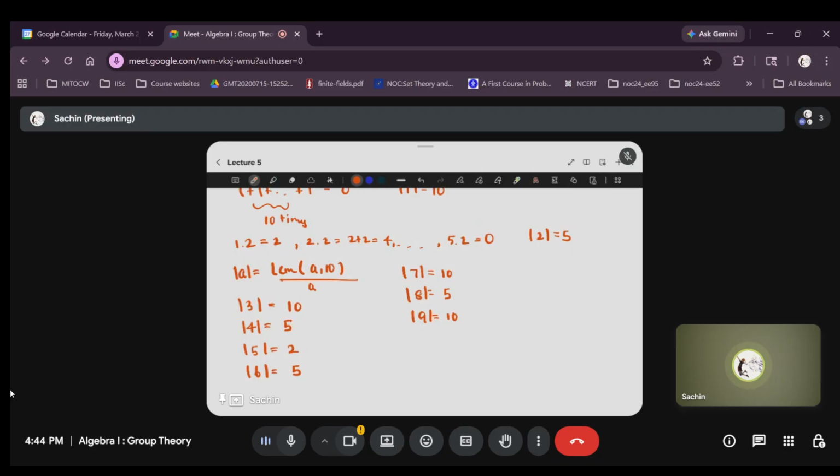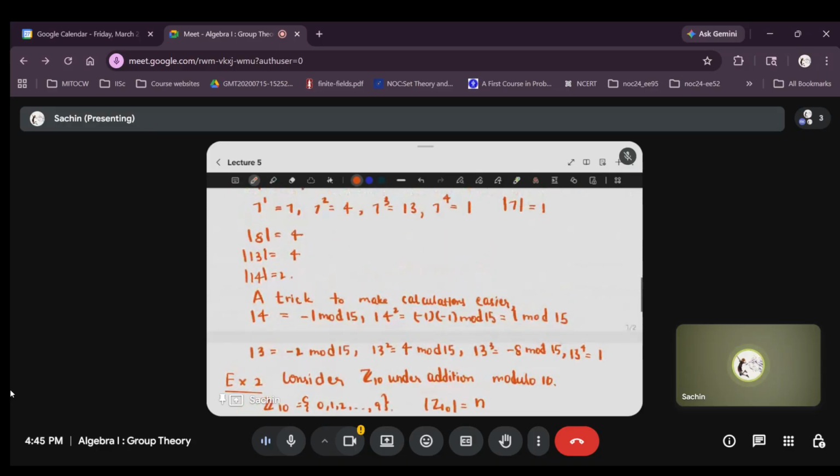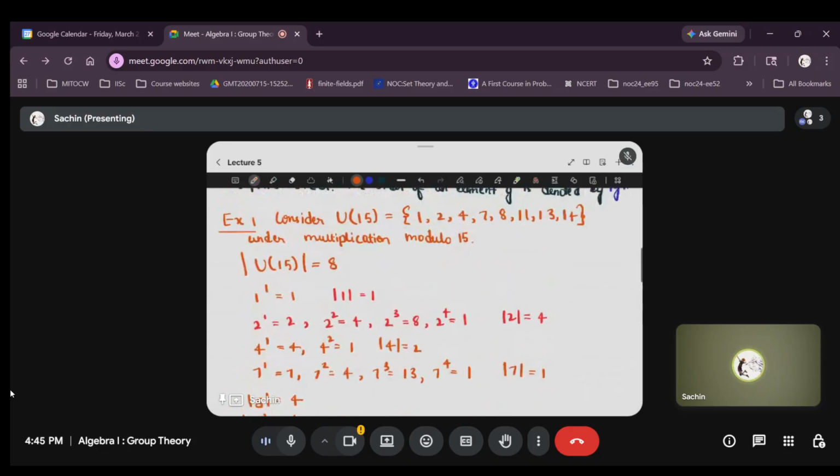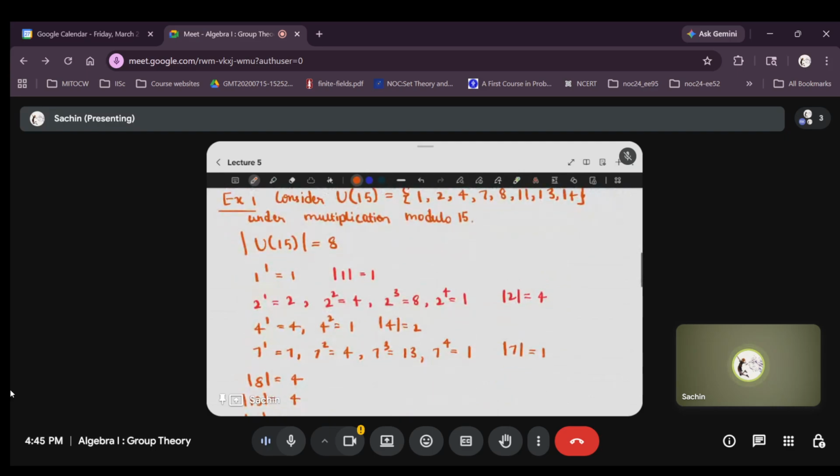Z10 only contains 0 to 9, and these are the orders. So that is how you find the order of an element in general. You simply have to write the powers, unless you know some property of the elements of the group that can help you solve this problem. Otherwise, you will simply have to write all the powers and see which is the smallest integer at which it becomes equal to the identity.